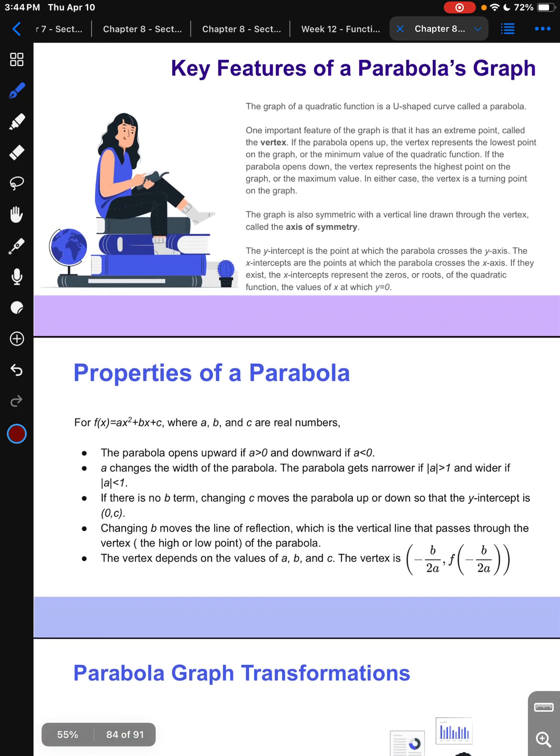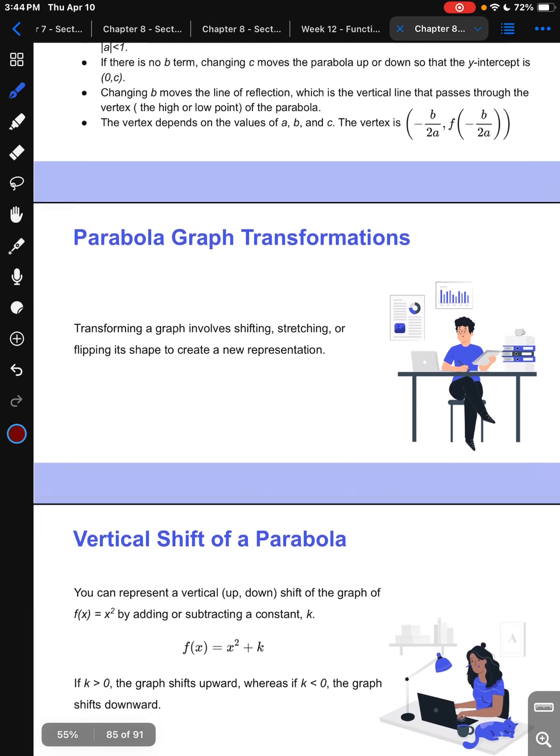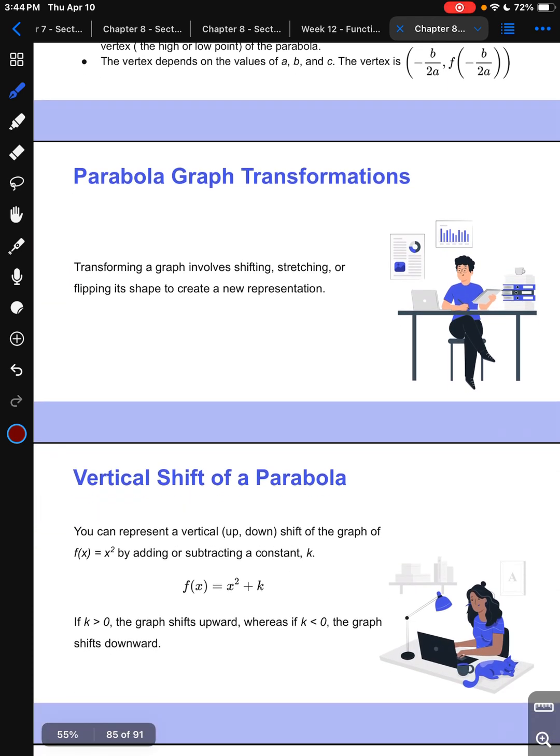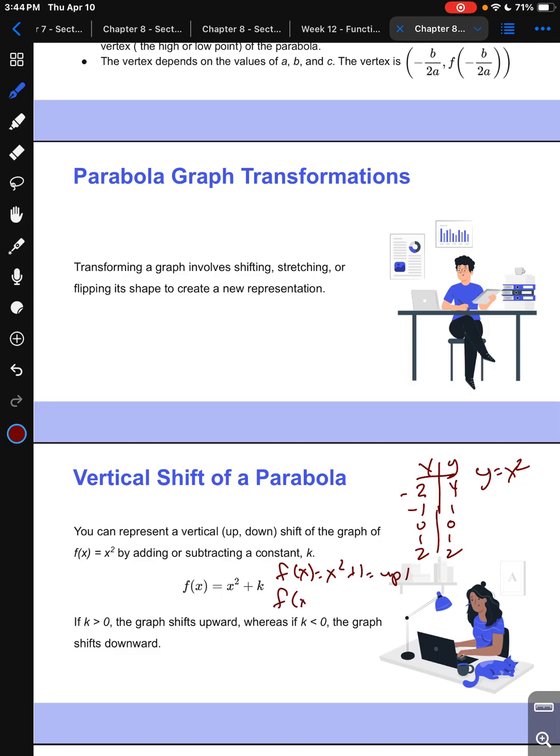Here's some properties of parabolas. Take a look at those. Now, one thing we can do is we can shift them around. So if I have a parabola, the basic function of a parabola is y equals x squared. So x, y, again, negative 2, negative 1, 0, 1, and 2. So it'll be 4, 1, 0, 1, and 4. If I want to move my parabola up and down, I add something to it. So if I add a 1, it's going to move it up 1. So if I do f of x equals x squared plus 1, it's going to be up 1. If I subtract 1, it's going to be down 1.